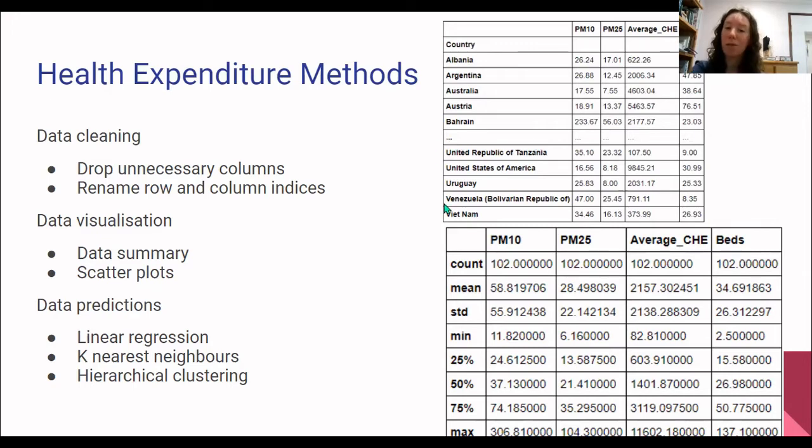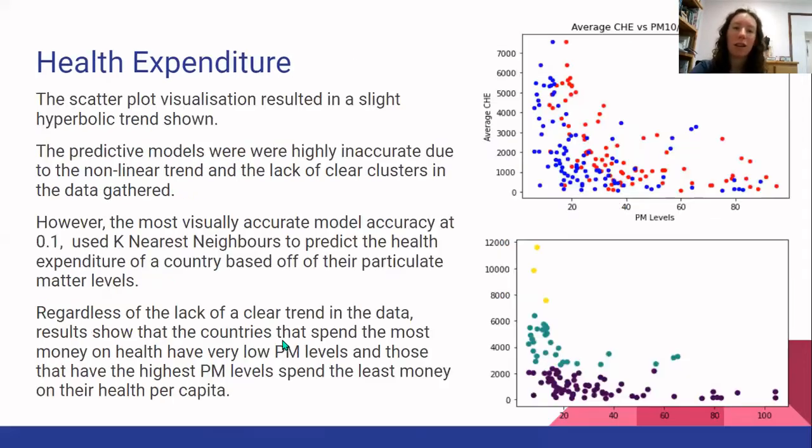I looked at the summary of the data to get a better feel of the numbers that I was working with. For visualization, I used a simple scatter plot to see if there was an obvious trend in the data there. I then used 3 predictive methods: linear regression, k-nearest neighbors, and hierarchical clustering. So the scatter plot visualization resulted in a slight hyperbolic trend, as you can see here.